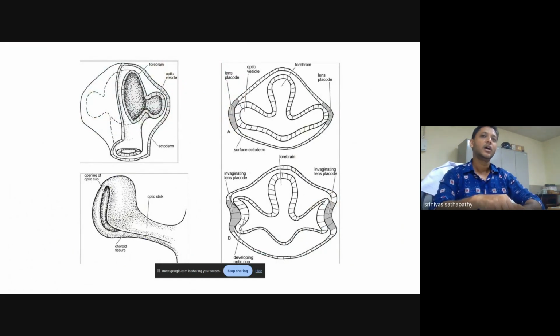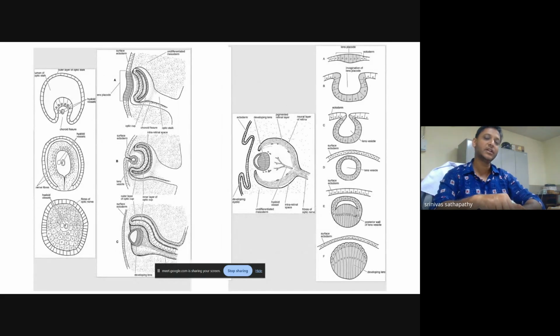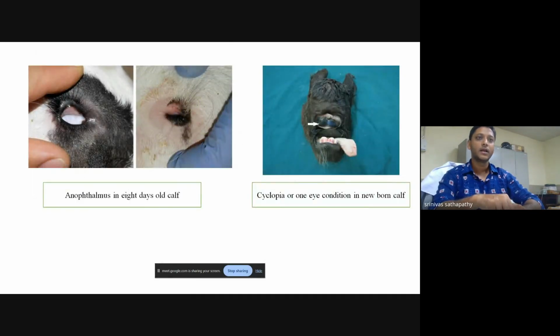This is the origin of the eye. Basically, there are 3 germ layers: ectoderm, mesoderm, and endoderm. The eye develops from the contribution of ectoderm and mesoderm. There is no contribution of the endoderm. Now, these are some of the teratological conditions or developmental anomalies. One is anophthalmos, that is complete absence of the eyeball. Then cyclopia, that is both the eyeballs are fused to form a single one, called the one eye condition.